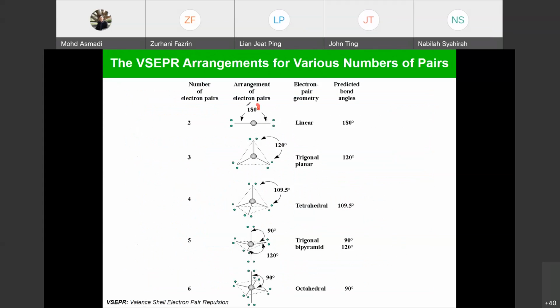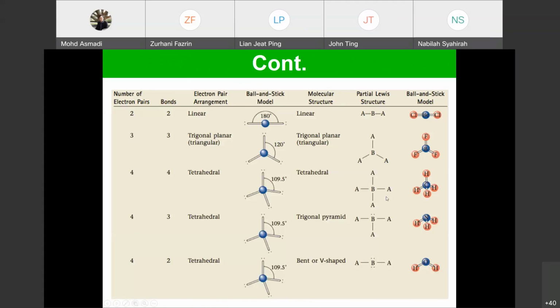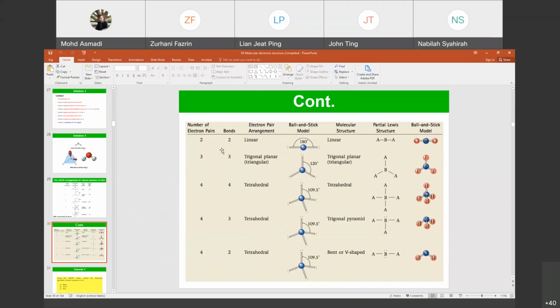Arrangement of electron pairs: 180 linear, trigonal planar. This one is what we mostly discuss today, right? Trigonal pyramid and octahedral. So these are examples of the geometry and others. You can search on Google and get more information about the geometry, and what different molecules have different geometries depending on the lone pair and bond pair. Okay, let me share this one.